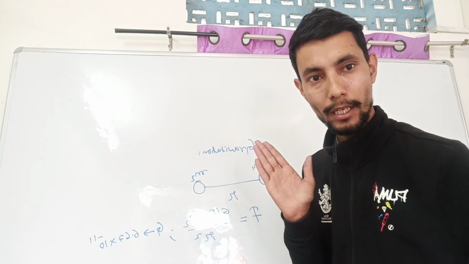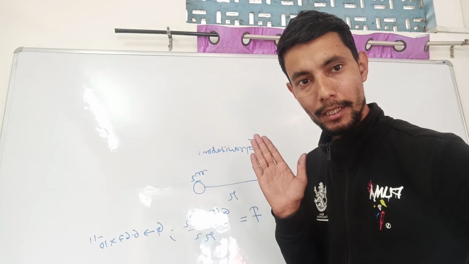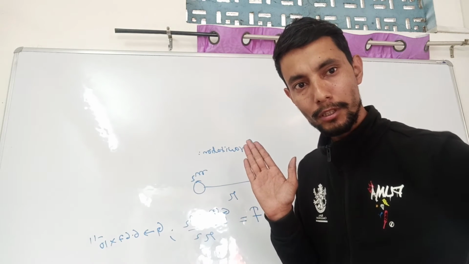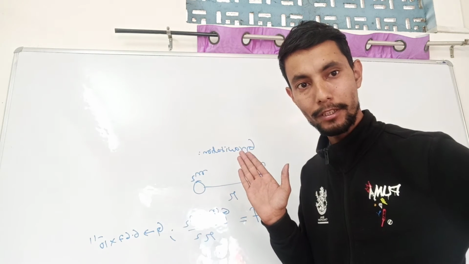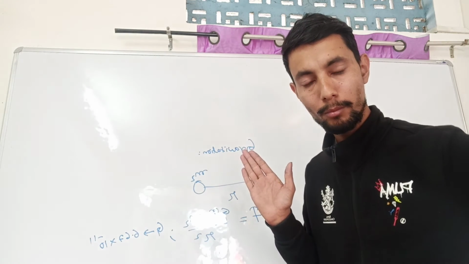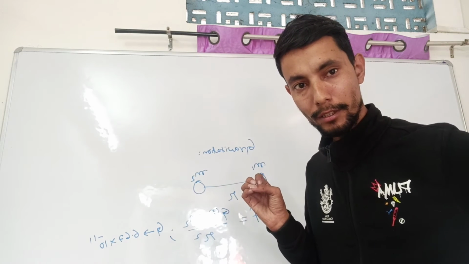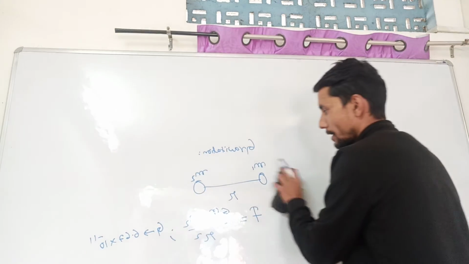That means if I have to calculate the gravitational force between Earth and Moon, then it depends on the product of the mass of Earth and Moon. If I have to calculate the gravitational force between Earth and Sun, then the force depends on the product of the mass of Sun and Earth. Okay, so I'll explain in detail now.